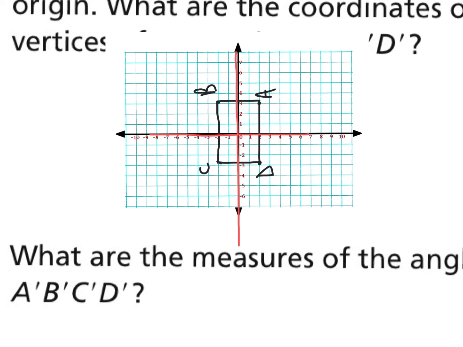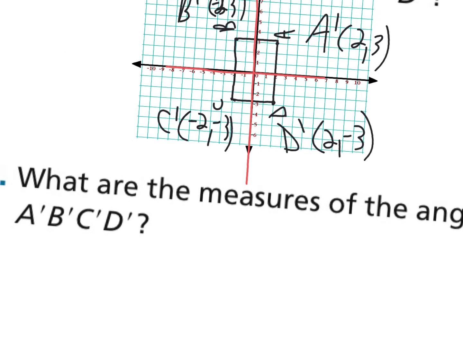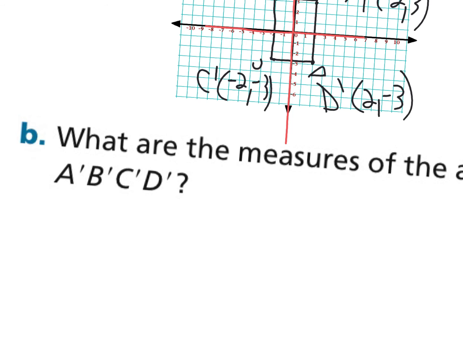So it'd be A prime. A prime would be 2, 3. B prime would be -2, 3. C prime would be -2, -3. D prime would be 2, -3. And then they ask what the measures of the angles are. It told us in the problem that it's a rectangle, so the measures of the angle would all be 90 degrees.